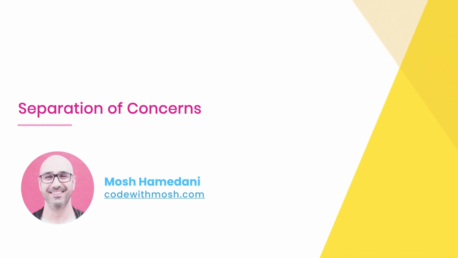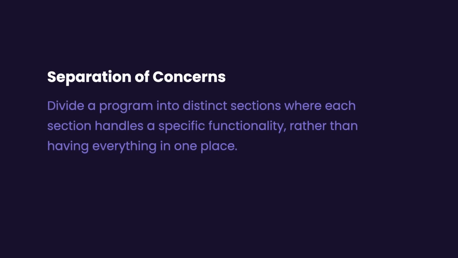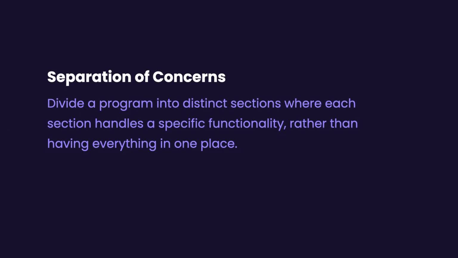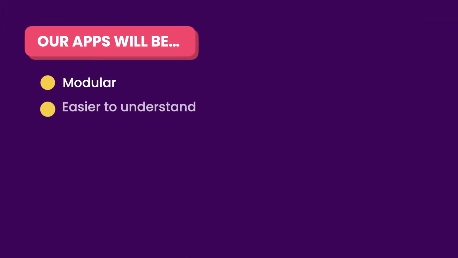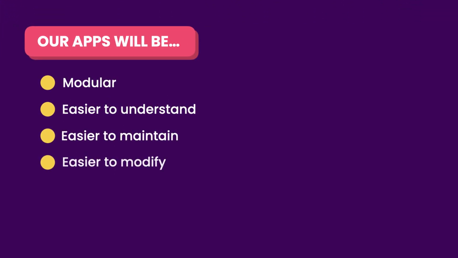Now let's talk about an important design principle in software engineering called separation of concerns. This principle recommends that we should divide a program into distinct sections where each section handles a specific functionality rather than having everything in one place. With this, our programs will be more modular, easier to understand, maintain, and modify.